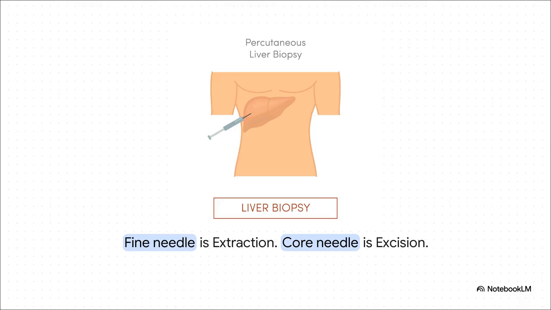To put that into perspective, let's look at the mechanism of a percutaneous liver biopsy. If the surgeon goes in and performs a fine needle aspiration biopsy, you code that as an extraction. Why? Because you're literally pulling fluid and tissue out by force. But say they use a larger bore core needle instead. That needle actually cuts a physical core of tissue out of the liver. Because of that specific cutting action, a core needle biopsy goes straight to excision. See? It's all about the mechanical action of the procedure itself.